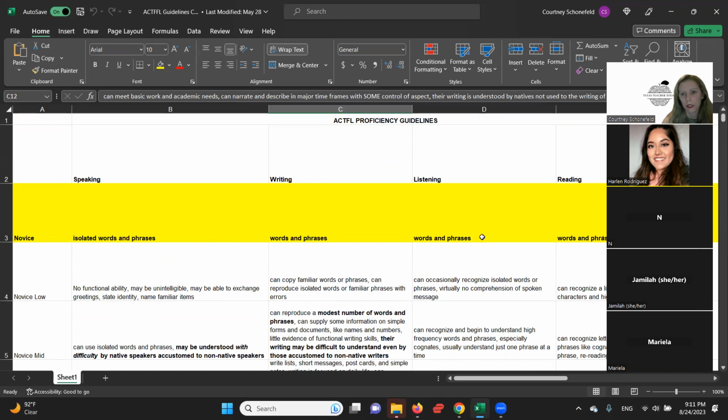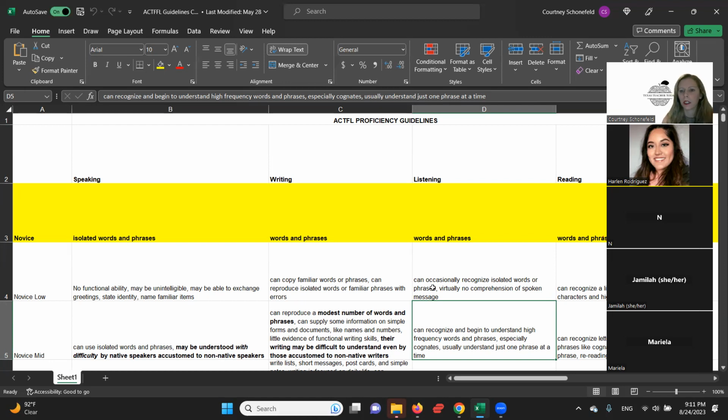Listening and reading don't take as long. So for listening, at novice low, they can occasionally recognize isolated words or phrases with virtually no comprehension, and they'd have to hear it more than once too. At novice mid, they can recognize and begin to understand high frequency words and phrases, especially cognates.